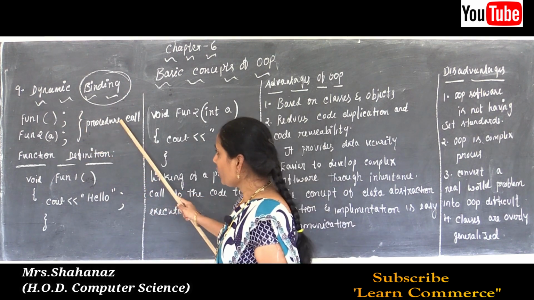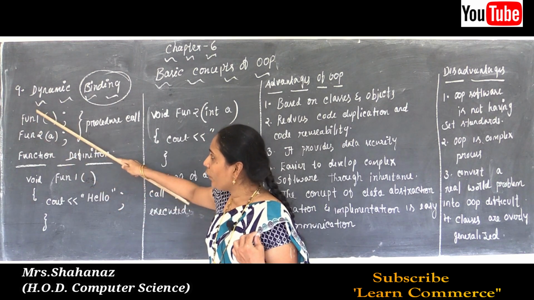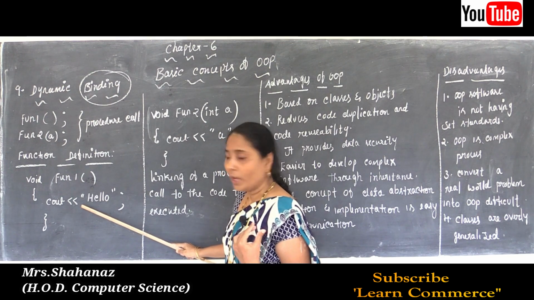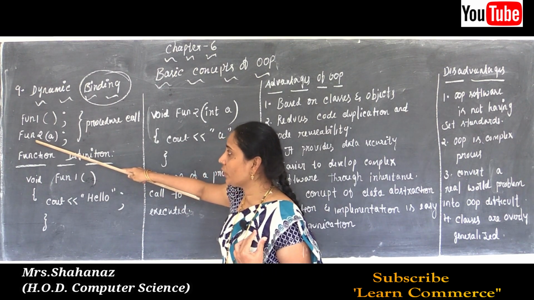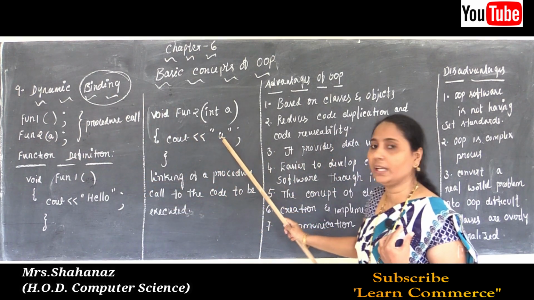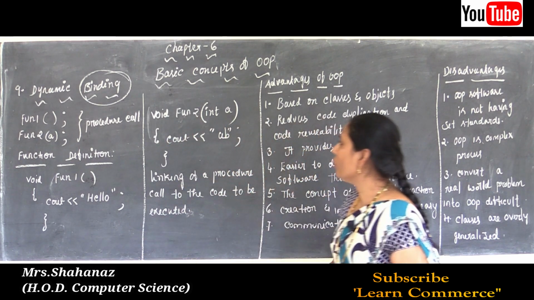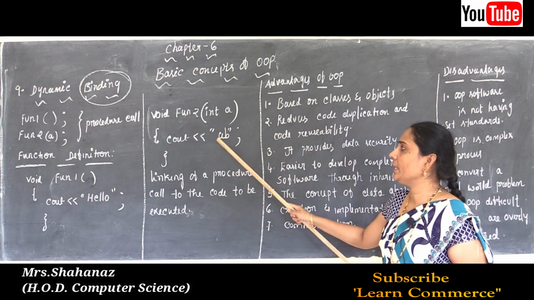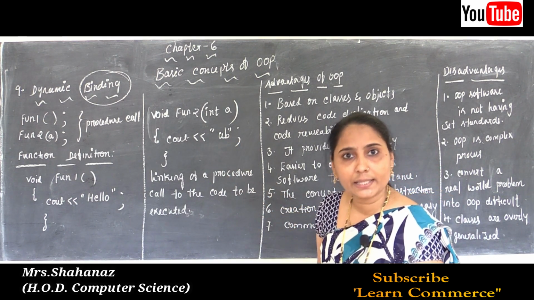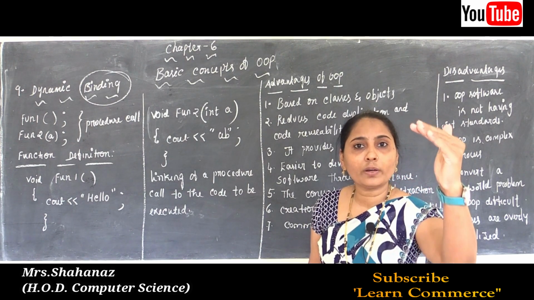Whatever call we make, the call is function 1 or function 2. When you call function 1, it is going to execute the code and display hello. When you call function 2, it is going to display the message A, or whatever message you write in the code, maybe AB. So dynamic binding means there is a connection from one piece of code to another.